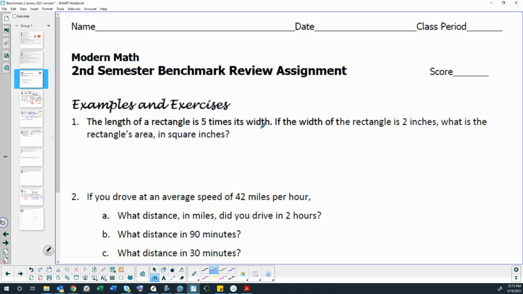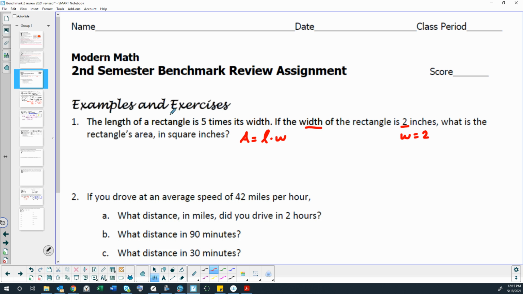Well, this involves two different formulas. Perhaps two different formulas. Yeah, because it's relating the width to the length, and it's also having us find the area. So let's remember first the area of a rectangle is length times width. So if the length is 5 times the width and the width is 2, I'm going to write that information over here.